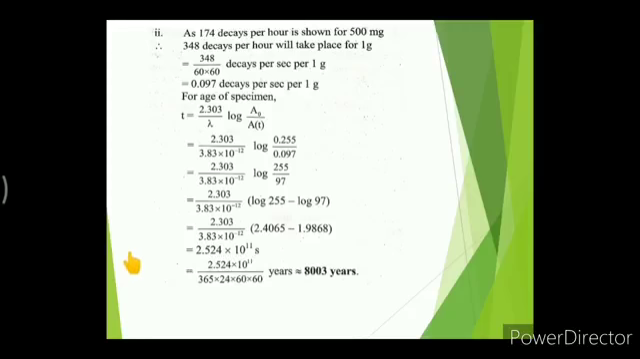Let's convert the value of this time from seconds to years, and hence here we have to divide by the multiplication factor of 365 into 24 into 60 into 60. After calculating this value, we are getting the value of time, which is nothing but the age of the specimen, comes around 8003 years.